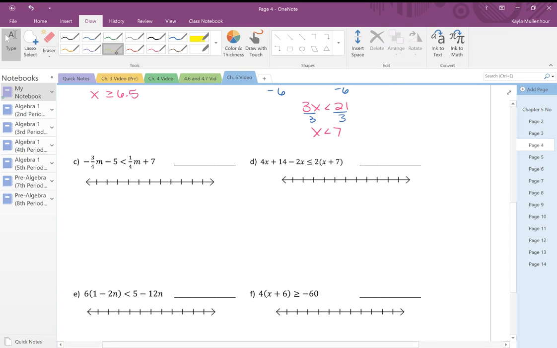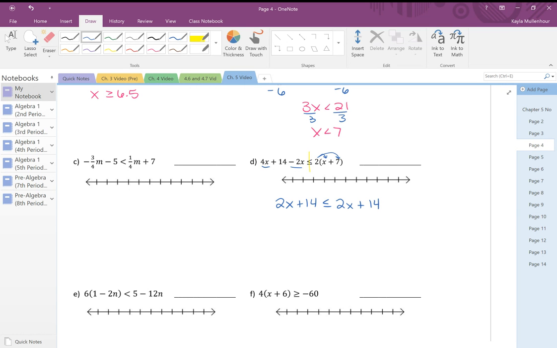If we take a look, we can kind of split where the inequality is. On the left side of the inequality, we've got some like terms that we're going to want to combine. We have a 4x and a negative 2x. So that combines to give us 2x. And then on the right side of the inequality, we've got parentheses, so we're going to want to distribute. So we get 2x plus 14. If you notice, we right now have 2x plus 14 is less than or equal to 2x plus 14. It's the same thing on both sides.